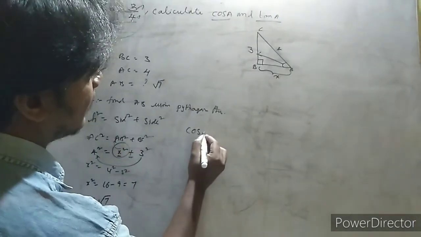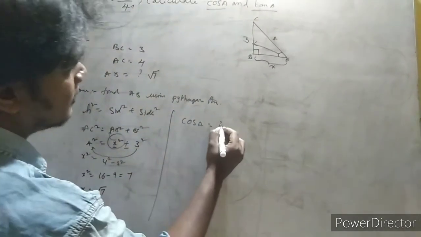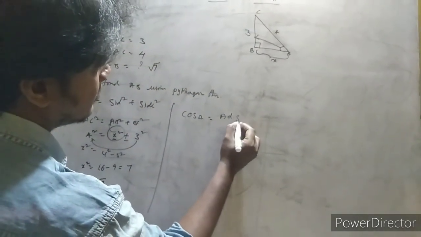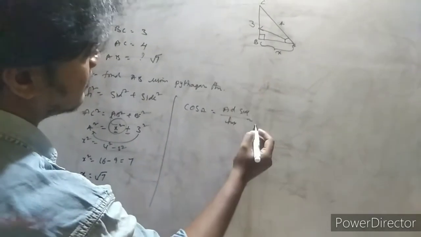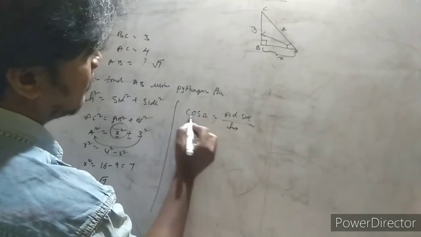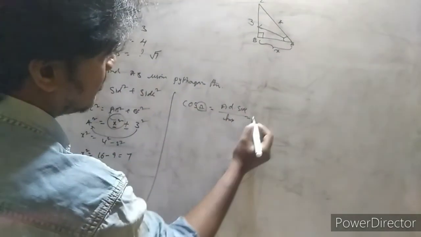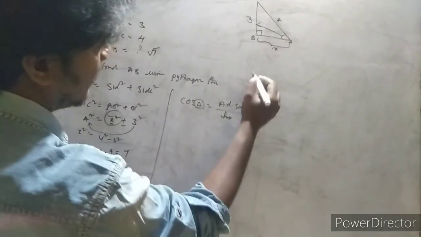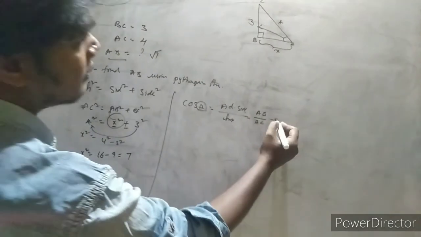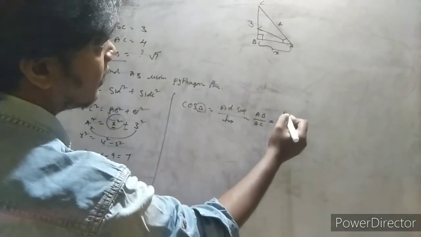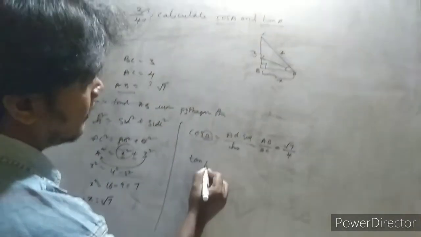Cos A means adjacent side by hypotenuse. What is the adjacent side? Based on A, this is the adjacent side. Therefore, AB by AC. What is AB? Already you found it: root 7 by 4. Again you can find tan A.